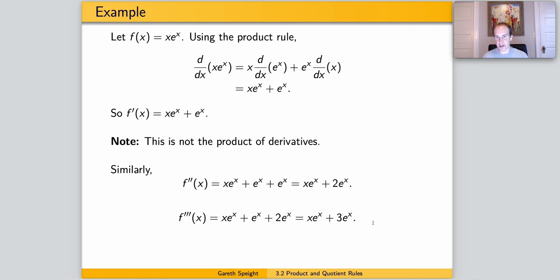And we could differentiate again the third time. Differentiating the x e to the x from the second derivative gives us x e to the x plus e to the x. Differentiating 2e to the x gives us 2e to the x. We add them together, we get x e to the x plus 3e to the x. And similarly, you could find a formula for the nth derivative. Okay, so if you just take a random function, it's quite hard to find a formula for the nth derivative.